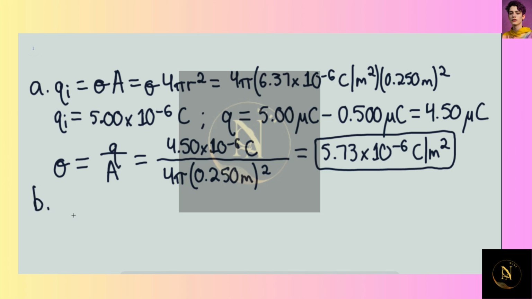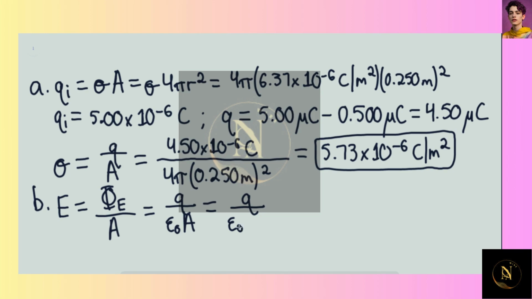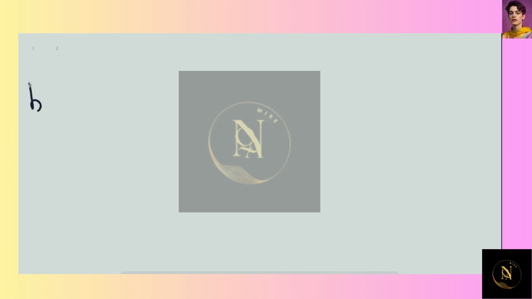For part B, we're going to use Gauss's law, where here the electric field is equaling the electric flux divided by the area A, and so this is going to be equaling the charge divided by epsilon naught times A, and this is equaling the charge divided by epsilon naught times 4 pi r squared. And so we can then find the electric field by substituting for part B.